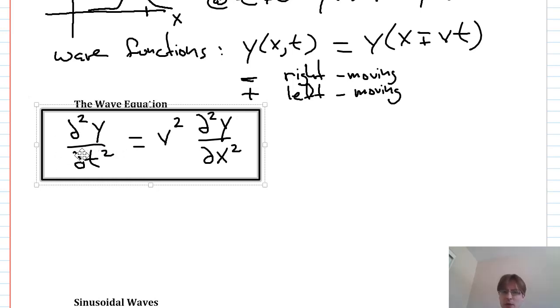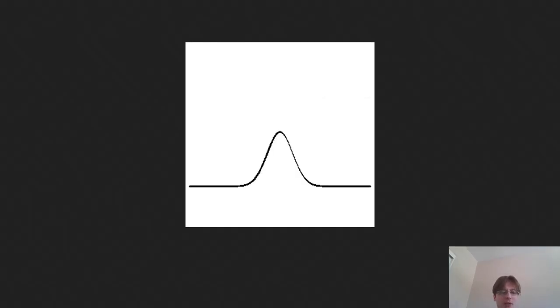What is that? Now think physics. What's the second derivative of position versus time? Acceleration. So the left-hand side here has to do with the acceleration of, let's say, the string that's carrying the wave. Let's look back at the wave for a second.